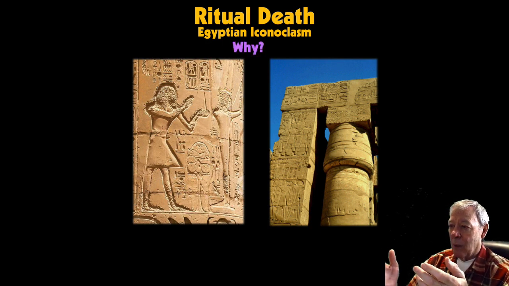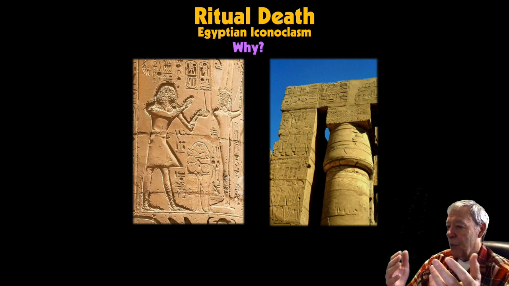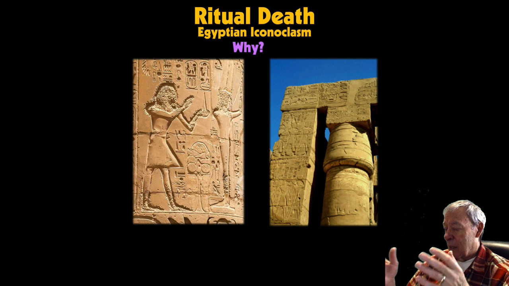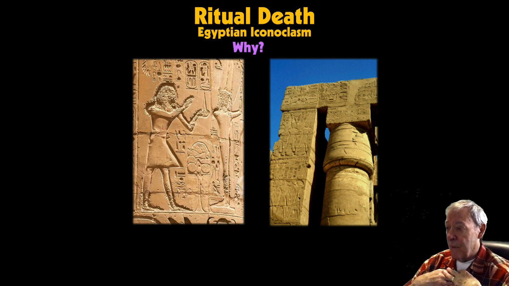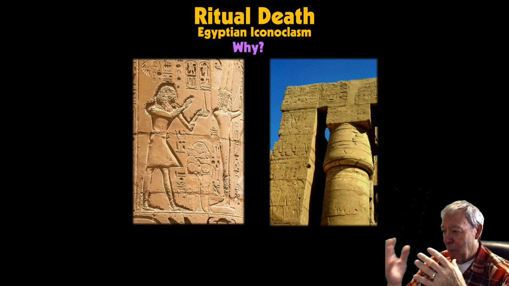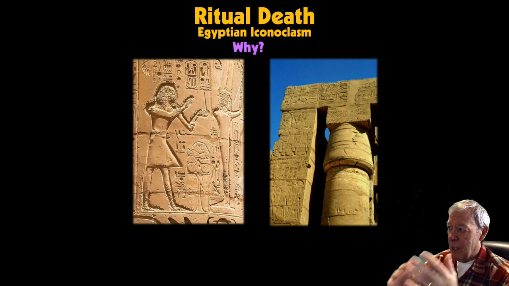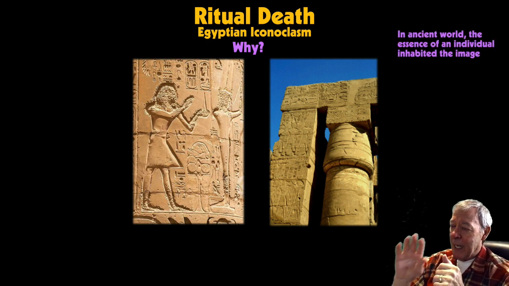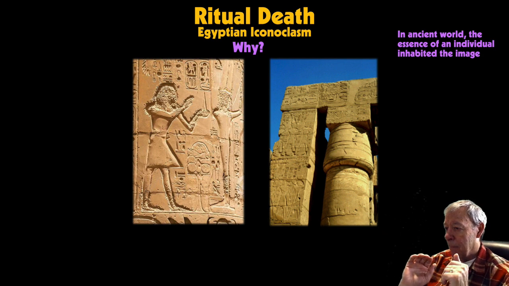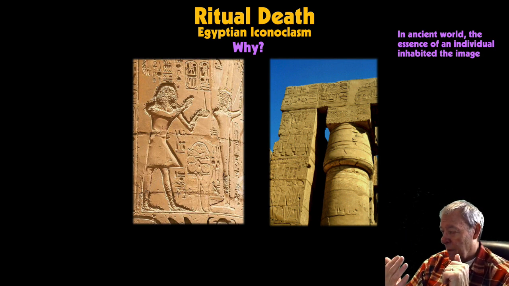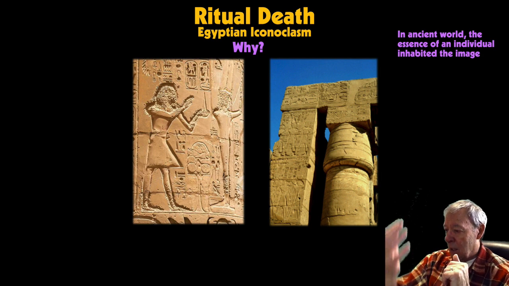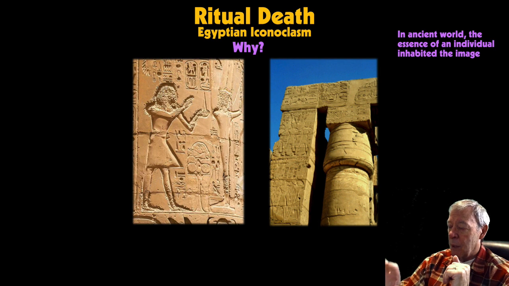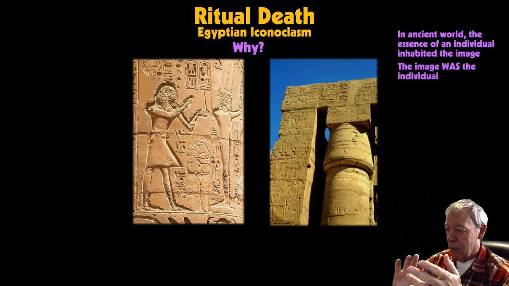Well, we want to talk about the reasons why, and this is true, I believe, not only of the Egyptians, but also of many ancient cultures again. So in the ancient world, the thing that you need to understand, and that is hard for us to, as modern, scientifically based individuals, it's hard for us to understand, is that in the ancient world, the essence of an individual inhabited the image of them. So a portrait wasn't just a portrait of the individual. It's not just a lifeless statue. That portrait was the individual in essence.